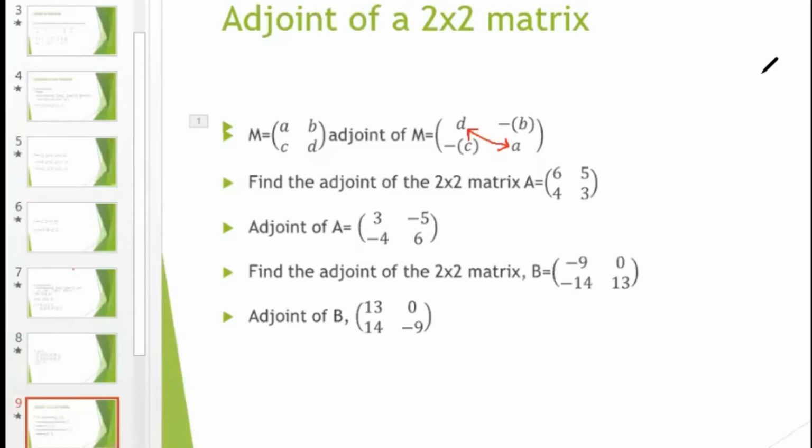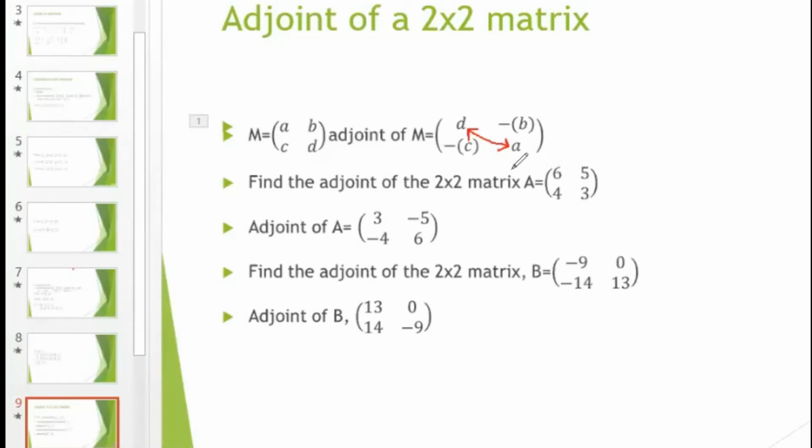Just the first and the last number switch places? Yes, just the first and the last number switch places. As you can see from the arrow in the diagram that I have there, only those two numbers switch places, while the other two values become the inverse of each other.